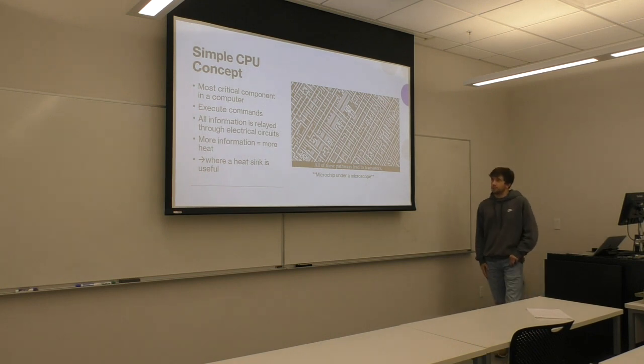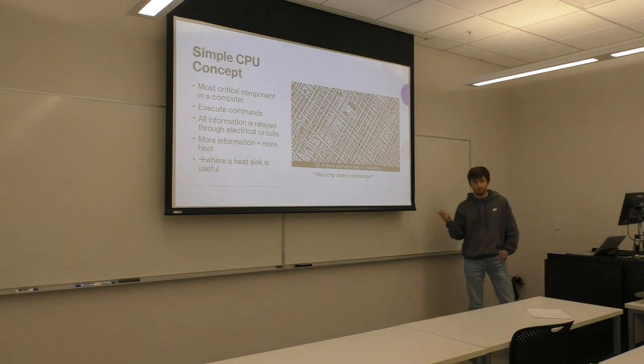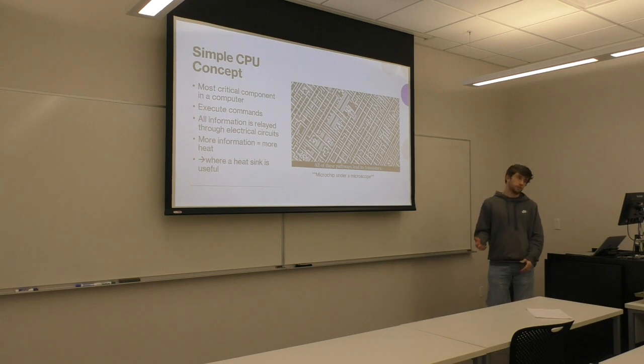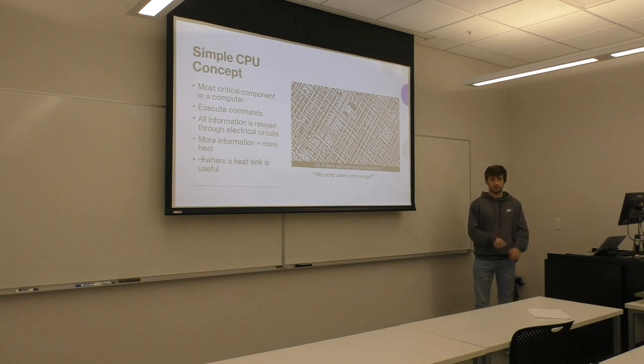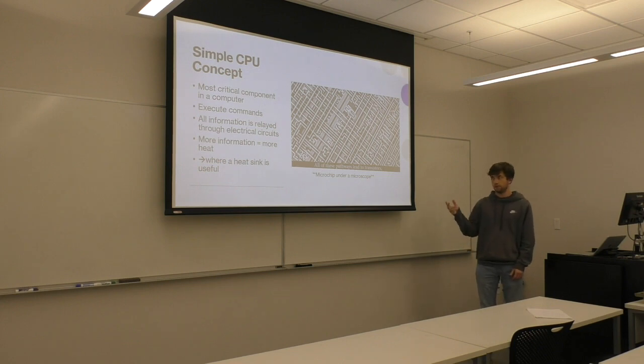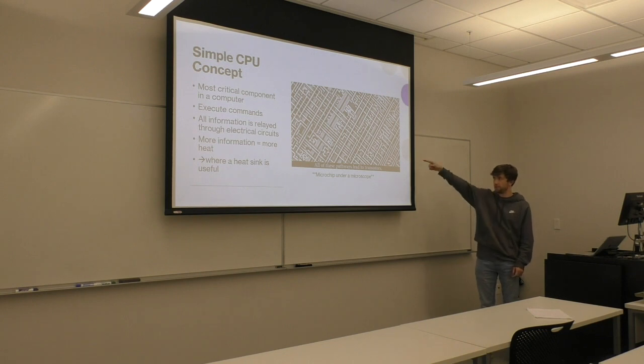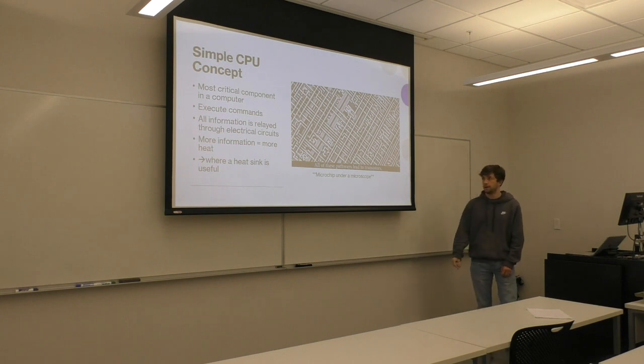Starting off with the simple CPU concept, it's the most critical component in your computer. It's basically the brain to a human, that's kind of what you can translate it to. It executes commands through things called transistors. It's basically yes or no, do this or don't do this. And it's all relayed, like I said, through transistors, which are small electrical circuits. So the more information you're processing at a time, the more electricity you're sending through these microscopic transistors, which are seen here from this photo I found online. And the more of that you have, the more heat that you're going to generate.